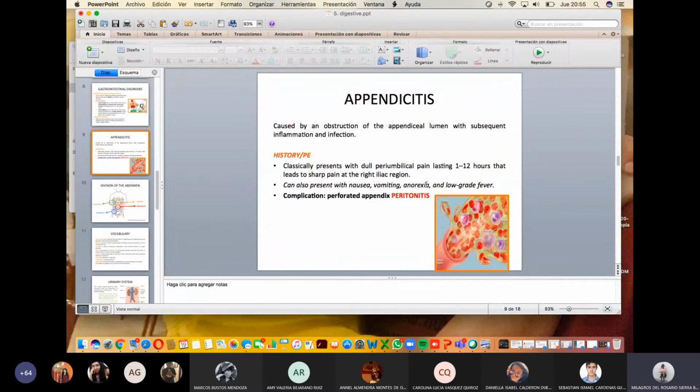Okay, then another type of pathology related to the abdomen is appendicitis, when there is an inflammation of the appendix. Here you have a typical pain that starts in the epigastric region and then radiates to the right iliac region. It's also related to nausea, vomit, anorexia, and there can be low-grade fever. A complication of an appendicitis is a perforation causing a peritonitis.